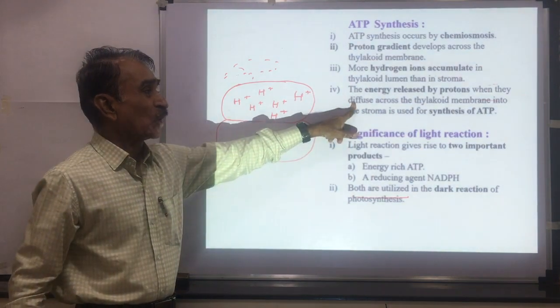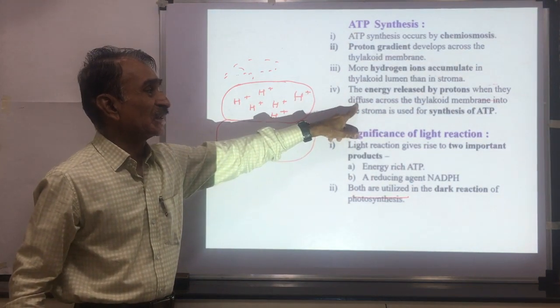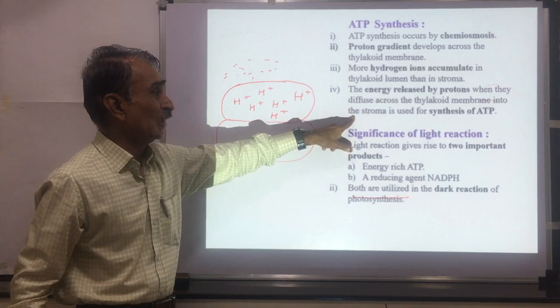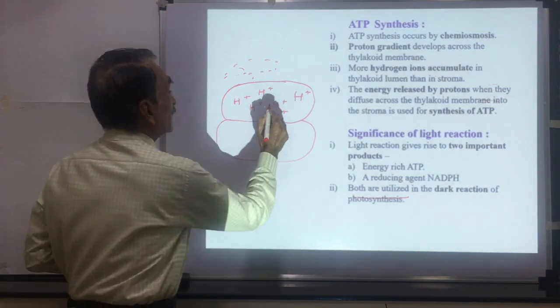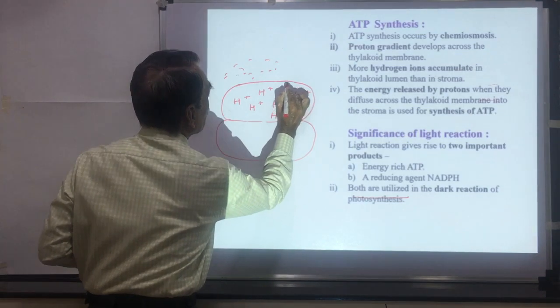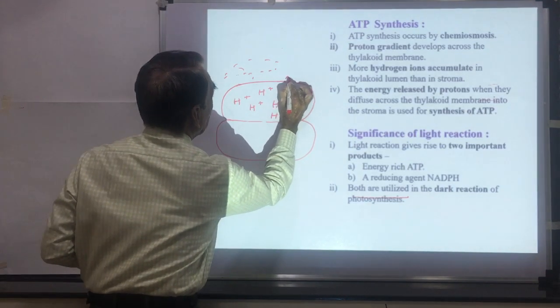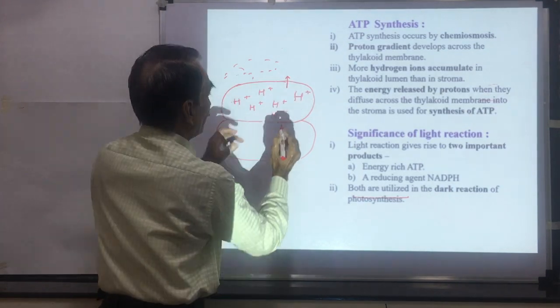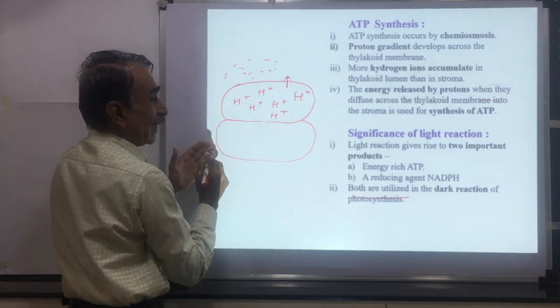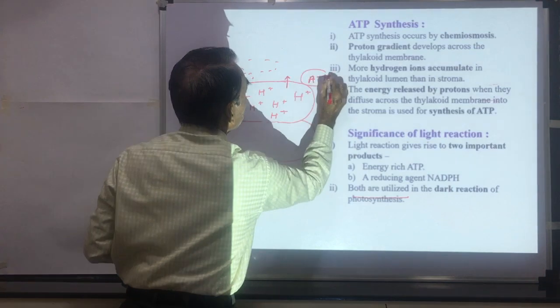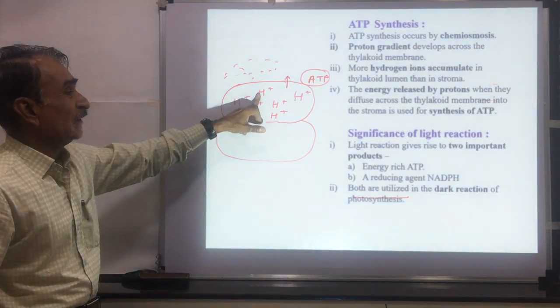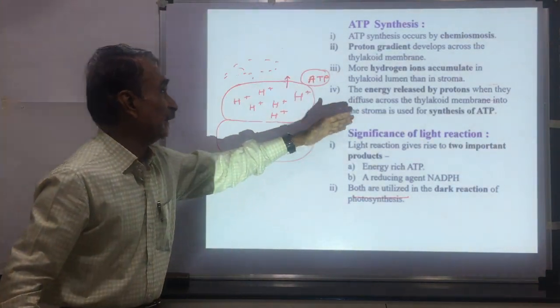Energy released by protons when they diffuse across the thylakoid membrane into the stroma is used for the synthesis of ATP. When these hydrogen ions cross the thylakoid membrane, there is formation of adenosine triphosphate. There is synthesis of ATP.